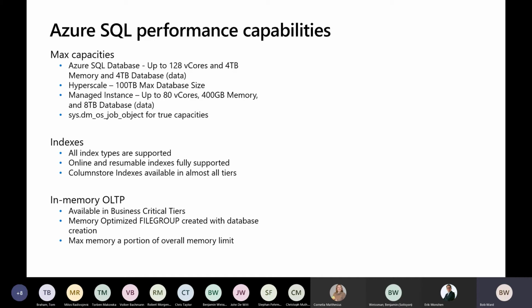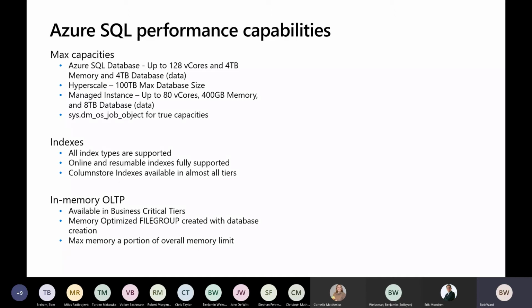Now for indexes, all your indexes are supported. If you're worried about the fact that I can't do a column store index in Azure SQL, you can do it in almost every tier and almost every option we provide. If you don't know, can I rebuild or reorganize my indexes? There are my scripts that use that today. Do those work? They all work. In fact, online and resumable all work as well.